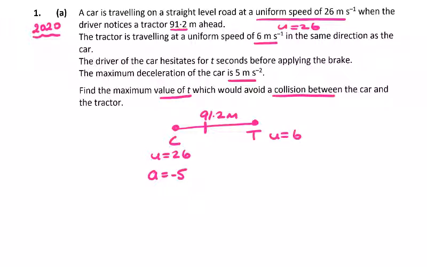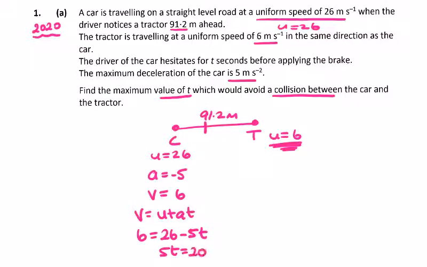So what needs to happen here is he needs to slow down to a speed of obviously 6 or less. So let's say v is 6, then we can find the time taken to slow down to 6. v is equal to u plus at. 6 is equal to 26 minus 5 times t. So 5t is 20. So we have 4 seconds for him to slow down.